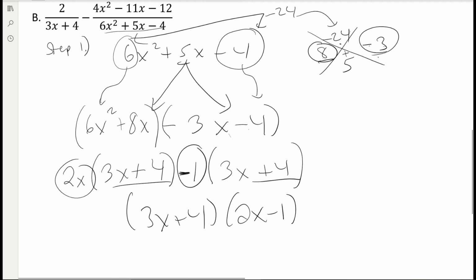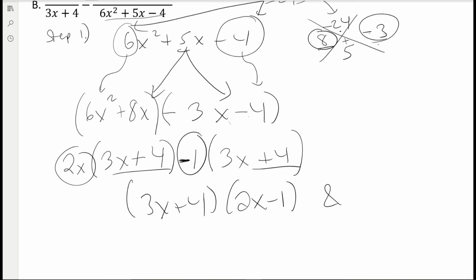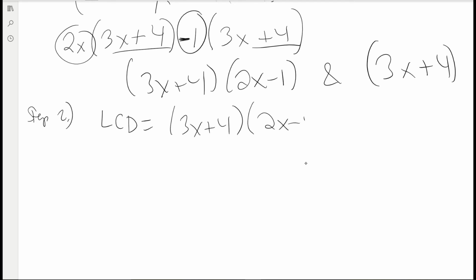Alright, so now we're ready to find the least common denominator. So we have this, and we have the first denominator of 3x plus 4. So let's go ahead and find the least common denominator. Well, they both have a 3x plus 4, so I'm going to give it that. And they have one of each, so I'm just going to take the most, which is 1. You're not going to combine them and make them 2. So only whichever one has the most. And then this one has a 2x minus 1, the other one does not, so you're going to give it one 2x minus 1. So that's my least common denominator.